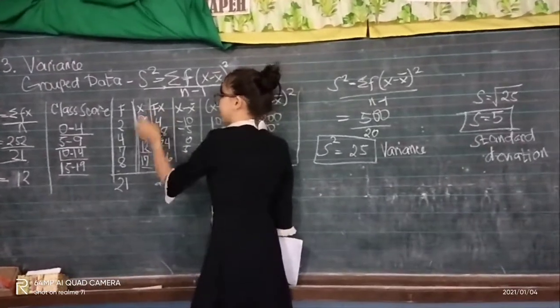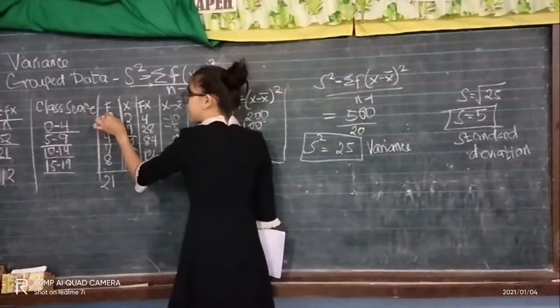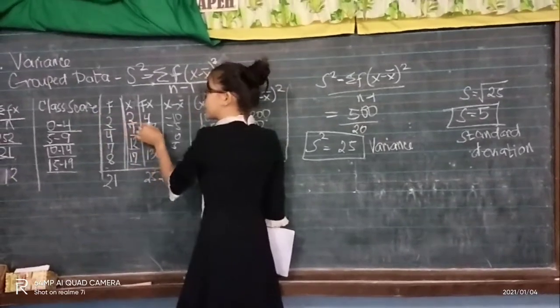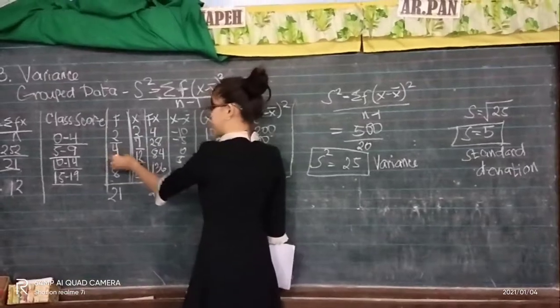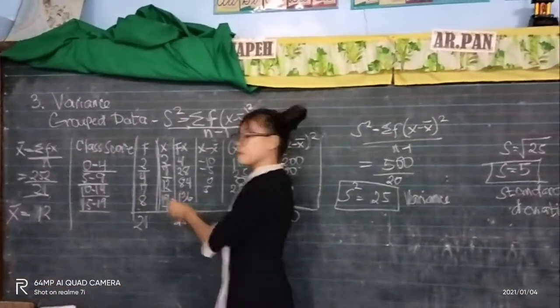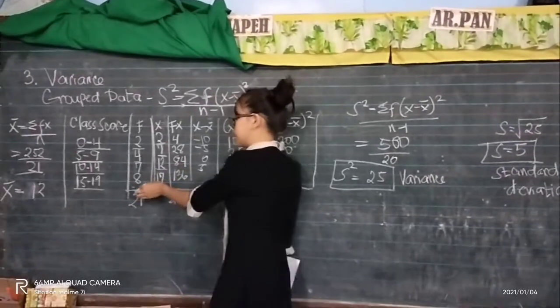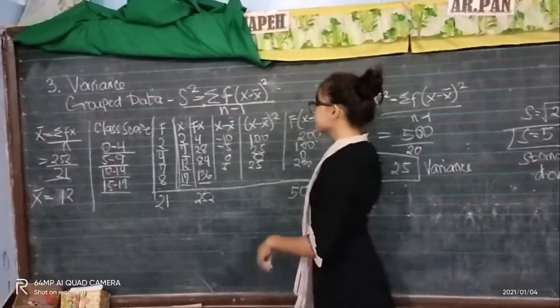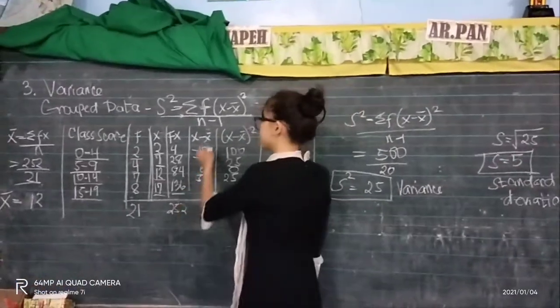Let's proceed to the next column, f times x. From the frequency, 2 times 2 is 4. 4 times 7 is 28. 7 times 12 is 84. And 8 times 17 is 136.